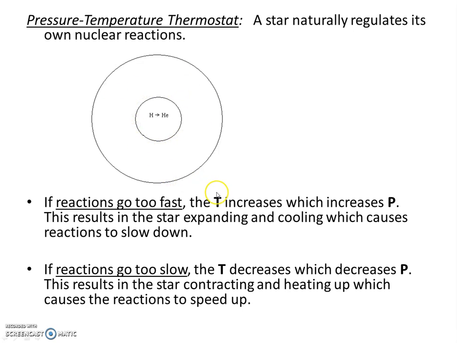It's this interplay between energy production, temperature, and pressure that causes the star to find a nice, comfortable state, a state where it is static, where it doesn't shrink, it doesn't expand, it's happy. It's a happy camper.